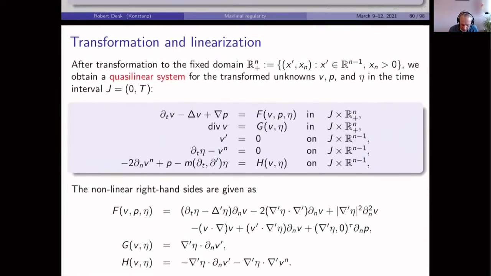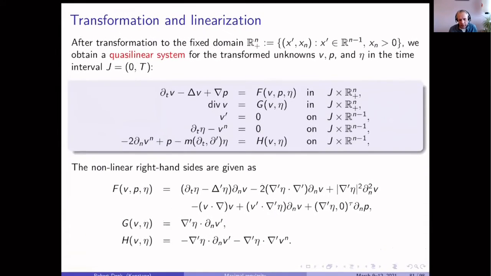Okay, so I repeat, this is just the same equation, and I want to take a look at the nonlinearities. I have written them down here. Many of the nonlinearities are quadratic. For instance, we have this quadratic term, dt eta times dn v. Some of them are cubic nonlinearities. So we have many nonlinearities appearing from this transformation, of course.